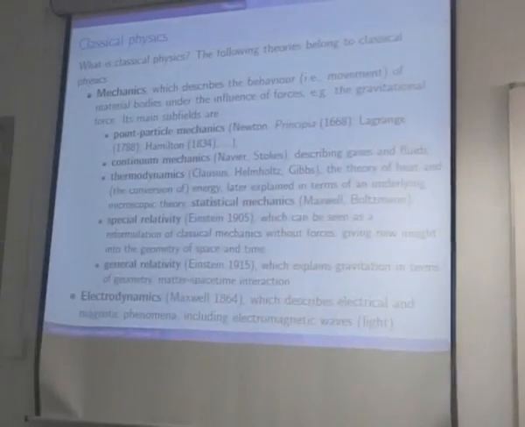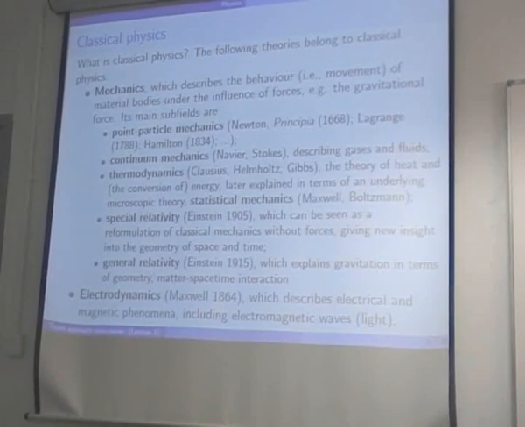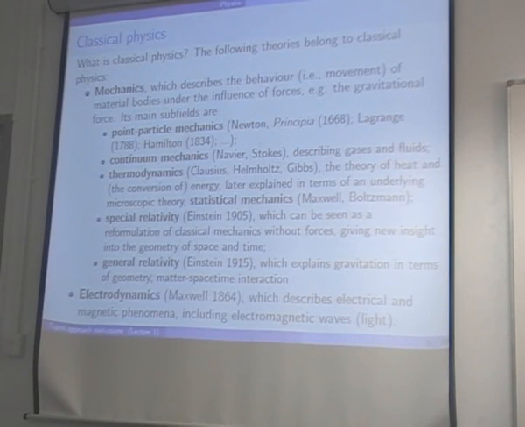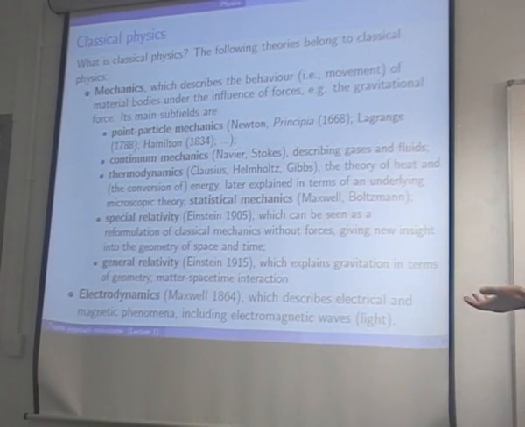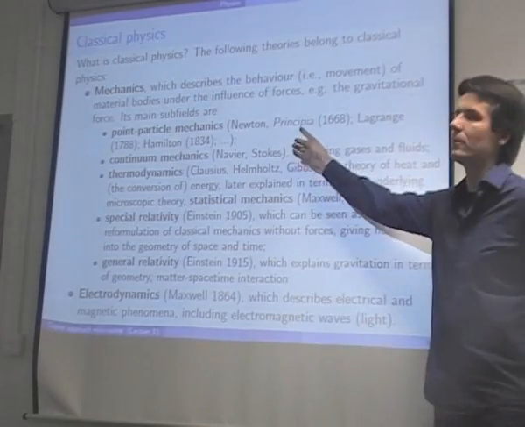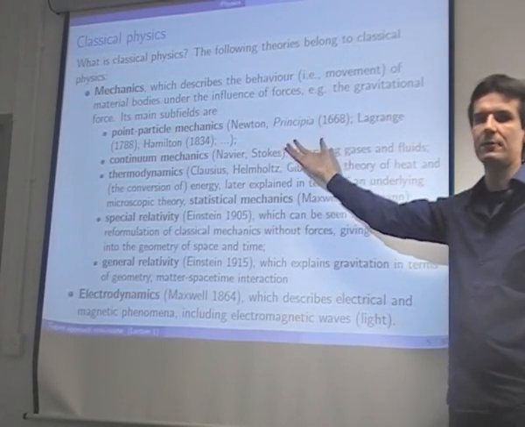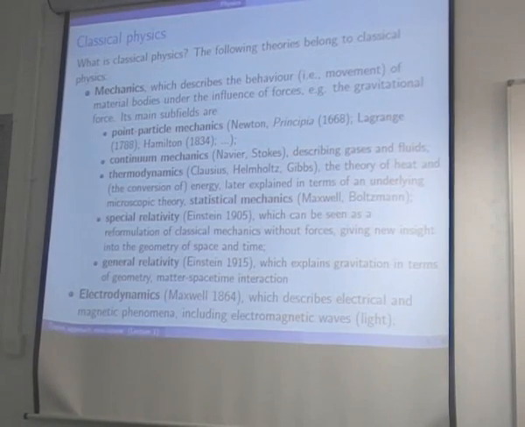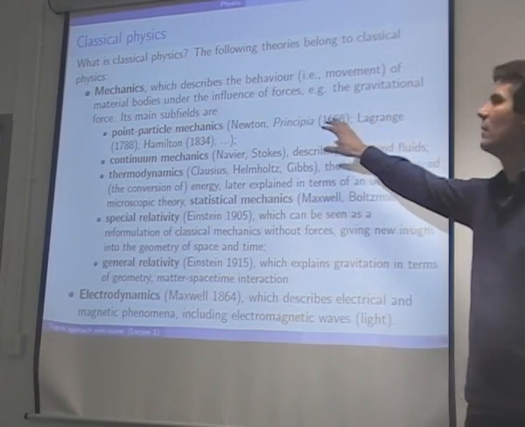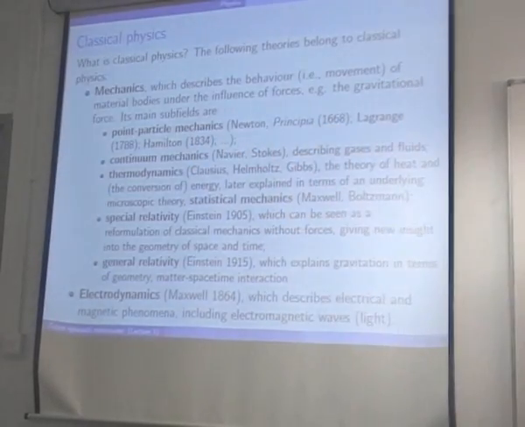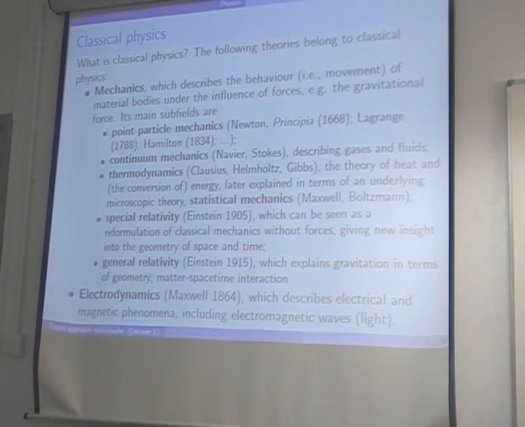First of all, what belongs to classical physics? It's the following theories. It's first of all mechanics, and this is a theory which describes the behavior, and this mostly means the movement, of material bodies under the influence of forces, for example, the gravitational force. The main subfields are, of course, point particle mechanics. Newton, in the Principia, is really where modern physics started. This was 1668, and Lagrange and Hamilton reformulated and refined this mathematically. And later on, when I talk about classical mechanics, I mostly mean point particle mechanics in the form that Hamilton developed.